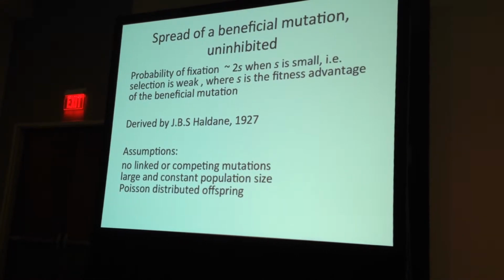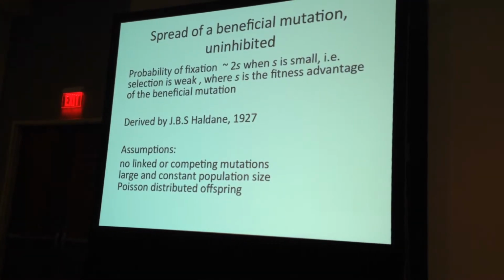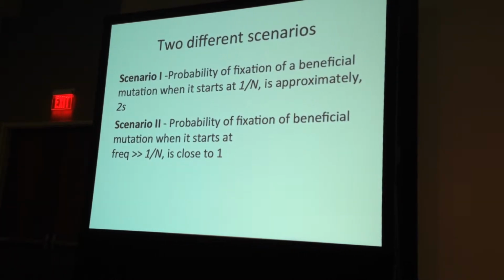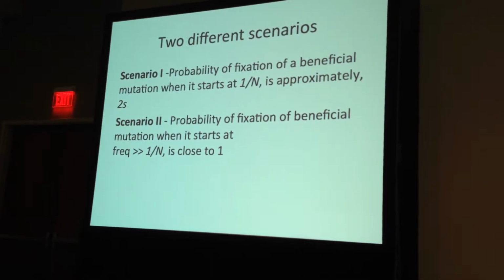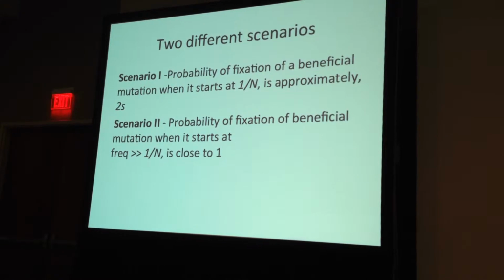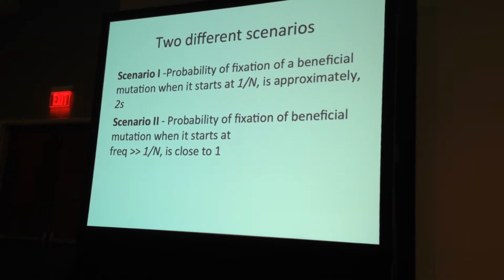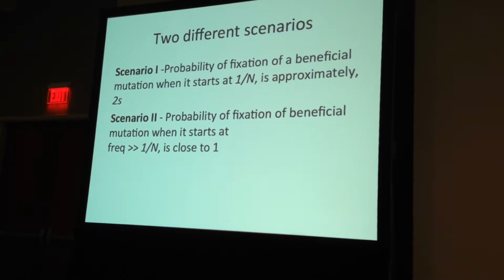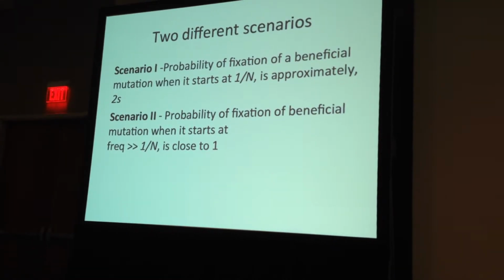And there are some assumptions. The assumptions are there are no other beneficial or deleterious mutations, the population is large and of constant size, and the offspring number is Poisson distributed. If you think about beneficial mutations in a population, you can picture two scenarios. A beneficial mutation may arise spontaneously, so that its starting frequency is 1 over N, where N is the size of the population. Or, because of a change in environment, a mutation that was previously neutral or deleterious has now become beneficial, in which case its starting frequency may be much larger than 1 over N. In the first case, the probability of fixation is comparable to the classical result that I just showed you, so it's 2s. In the second case, the probability of fixation is in fact much closer to 1 because it's much less likely to be lost.